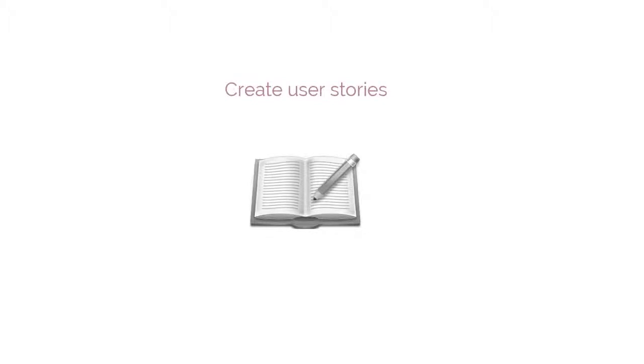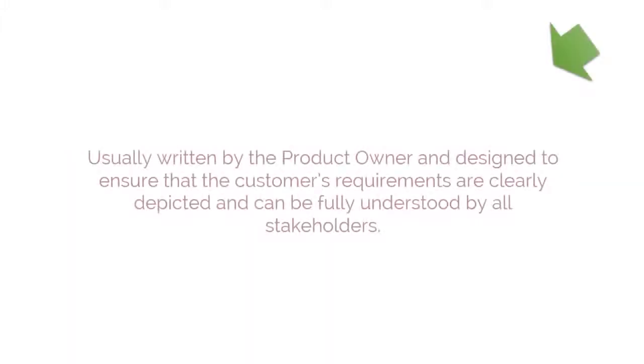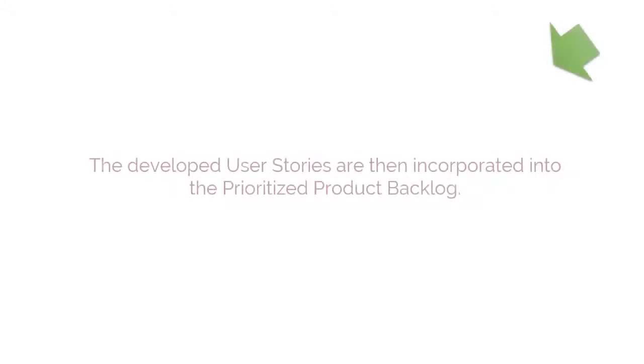The first process is Create User Stories. In this process, user stories and their associated user story acceptance criteria are created. User stories are usually written by the product owner and are designed to ensure that the customer's requirements are clearly depicted and can be fully understood by all stakeholders. User story writing workshops, which involve Scrum Team members creating the user stories, should be held. The developed user stories are then incorporated into the Prioritized Product Backlog.